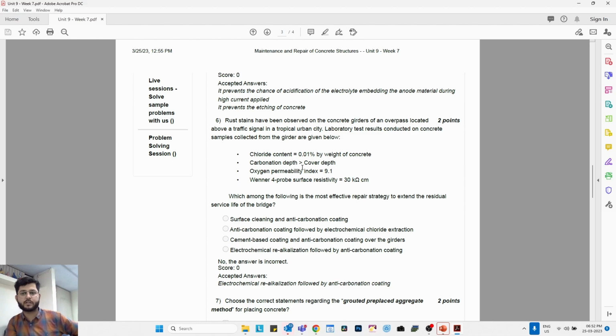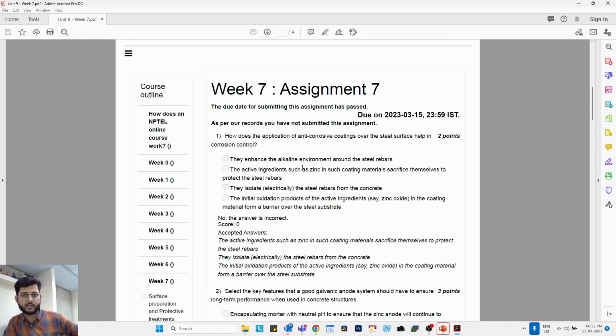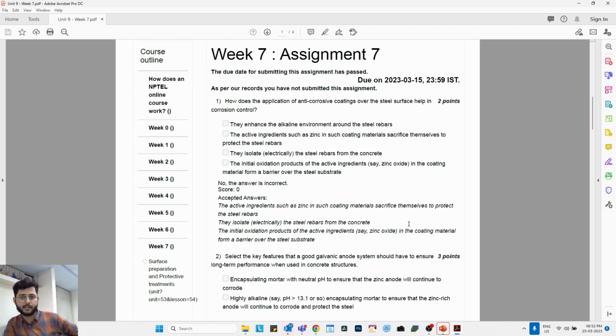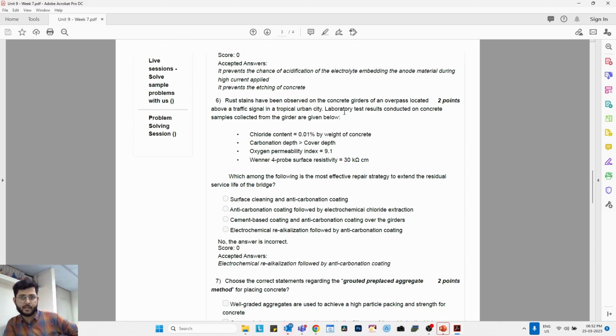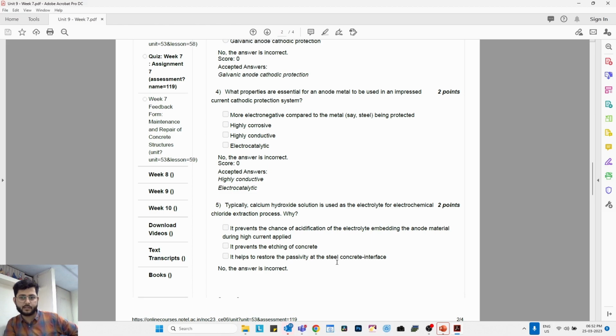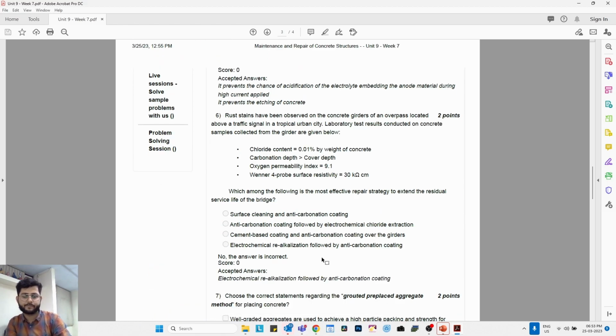I guess, Dr. Satish, I have checked it again. You also mentioned the question number one, right? They enhance the alkaline environment around the steel rebars. I don't think that is the correct answer. They have not mentioned that in the accepted answers. Also, in this question, they haven't accepted that it restores the passivity at the steel concrete reinforcement as the correct answer.